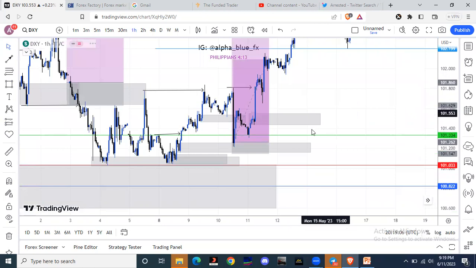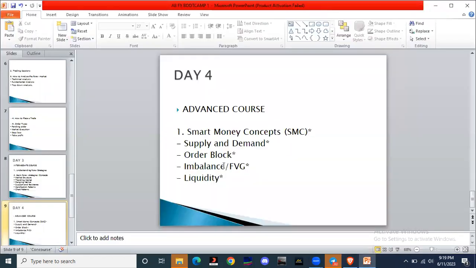So I guess I've talked extensively on order blocks. So let's try and go into the next item, which is an imbalance or a fair value gap. So what is an imbalance or a fair value gap? They actually mean the same thing. Either you call it an imbalance or you call it FVG, which is fair value gap.